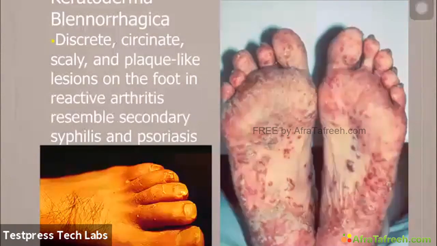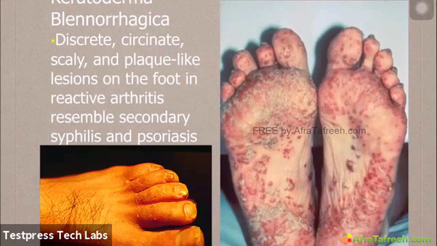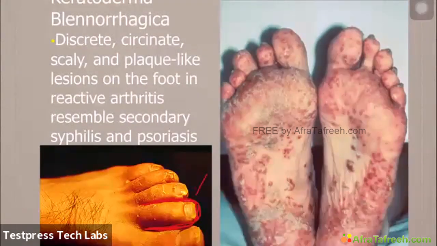And once again, this is another example of a dactylitis, where you're seeing the best example of this sausage-shaped digit that you're encountering here. So this digit looks like a sausage, and even many other digits are also inflamed in this particular example. This is a typical example of a sausage-shaped digit, that's dactylitis.